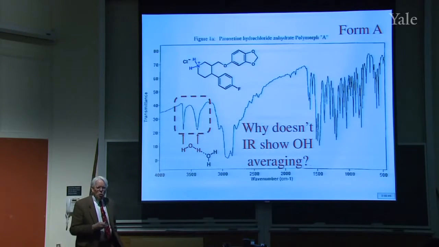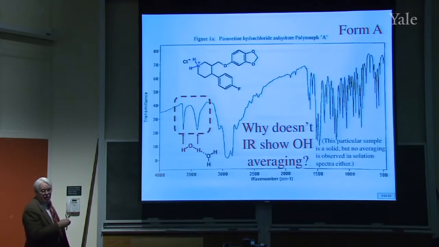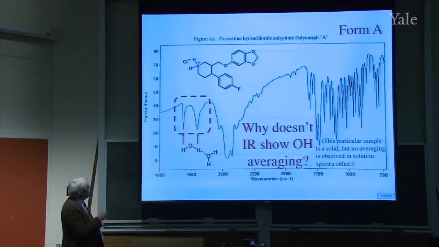Another question is, what's fast? How fast does it have to be to see a blur, or to see the average as a sharp average rather than to see the two distinct things? Now, this particular sample is a solid, so you could imagine that these are held in place by the surrounding molecules, right? But you see the same effect in solution, so that's not the difference.